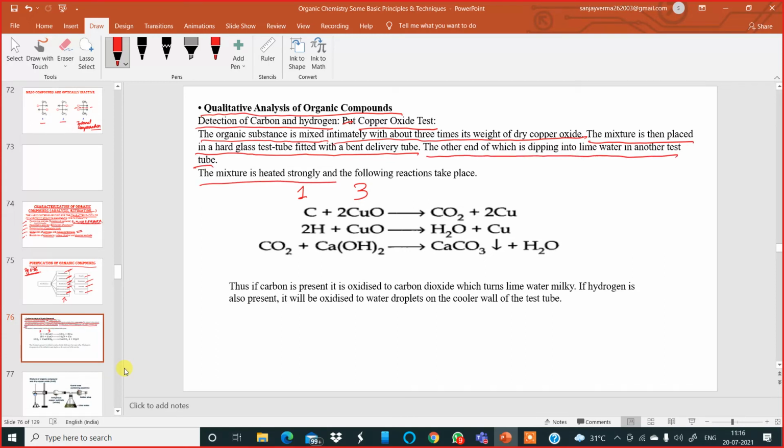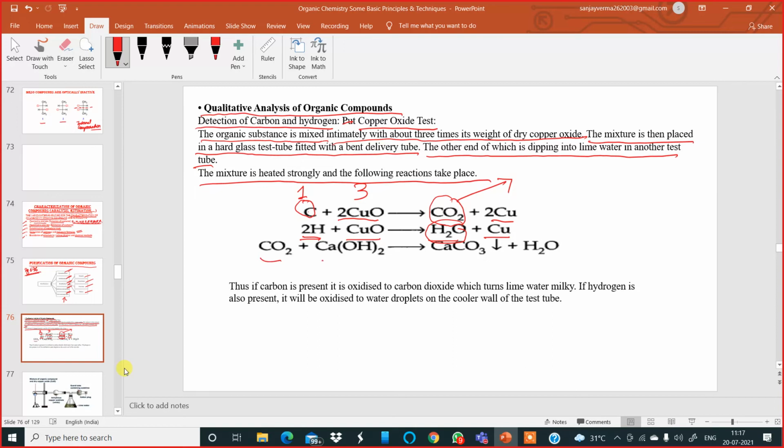The mixture is heated strongly and the following reactions take place. The organic compound containing carbon, if it is heated with copper oxide, a reduction reaction happens. Copper is formed along with carbon dioxide. Any carbon present in the organic compound becomes carbon dioxide, which is absorbed in lime water. And any hydrogen present in the organic compound reacts with copper oxide to form water vapor and copper. So water vapor is formed, and this water vapor is absorbed by a suitable absorbent.